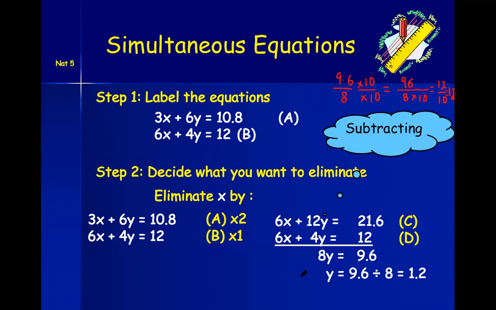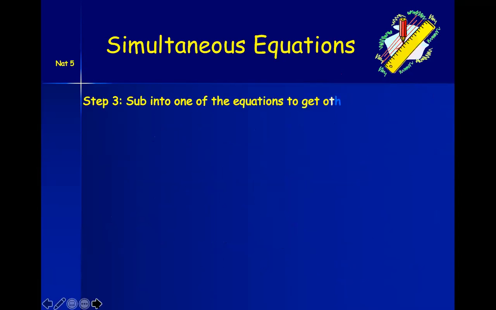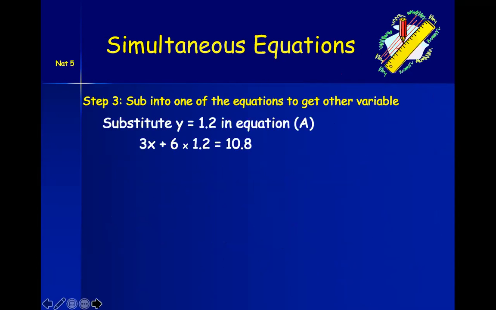Yeah. So now that we've got y, so we know that the length, I think that was the beads, or yeah, the pearls is 1.2 centimeter. Now I'm going to sub y into one of the equations. Let's pick the easiest one. 3x plus 6 times 1.2 is 10.8. So 6 times 1.2, so 6 is 7.2. So 10.8 minus 7.2, 3.6. Then you divide by 3 each side, and you get 1.2.